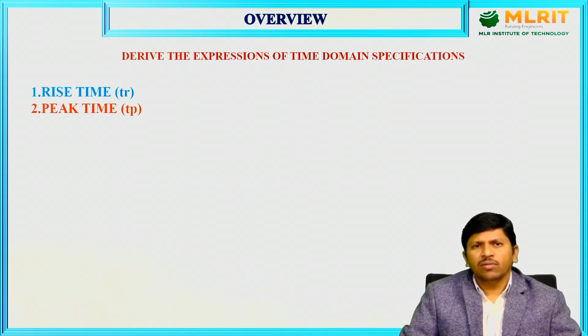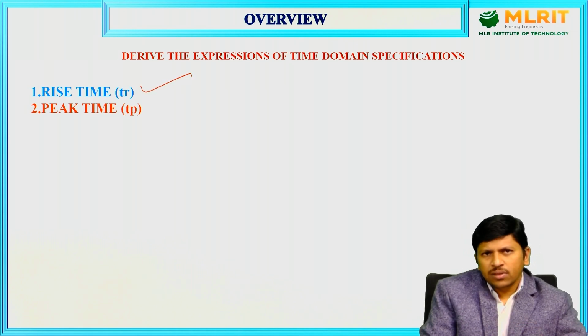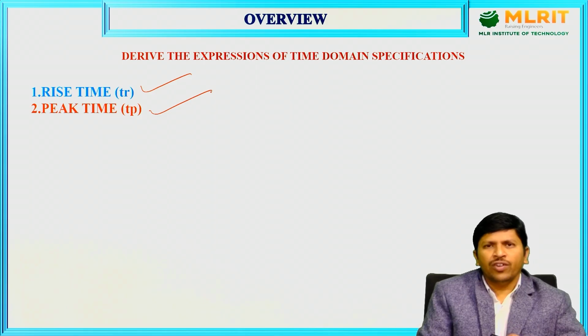Observe here: derive the expressions of the time domain specifications. The first one is the rise time expression, and next is the peak time. We are going to derive these two expressions from the underdamped second order system. For the underdamped second order system response, when we apply a step input, from that we are going to derive the expressions of the time domain specifications of today's class, right?